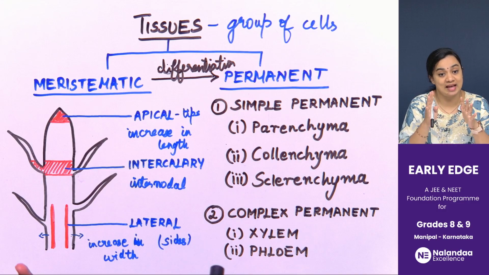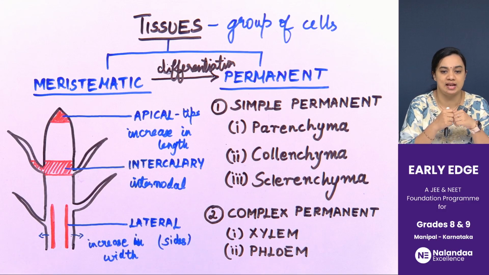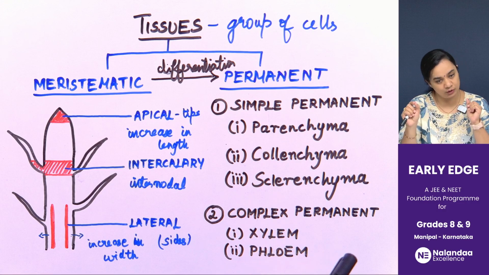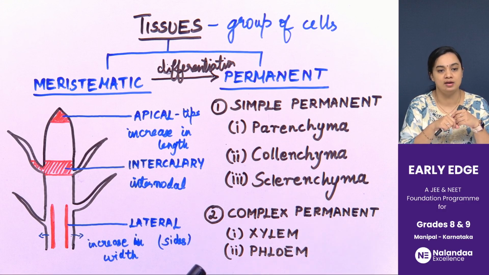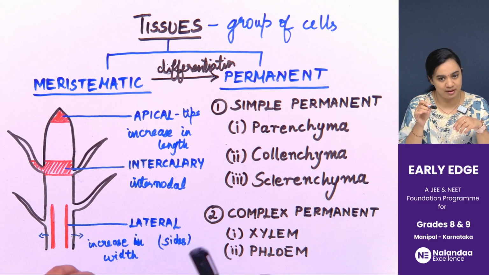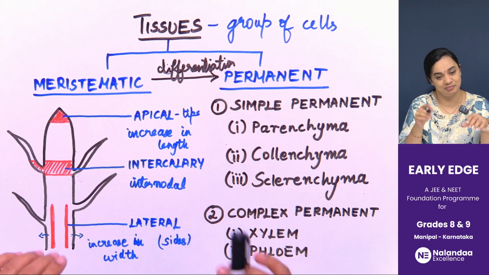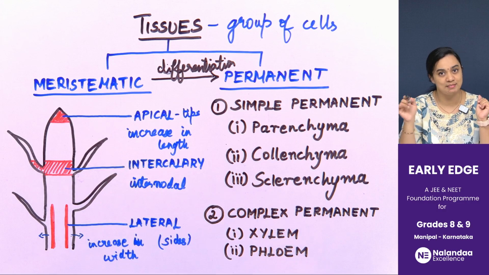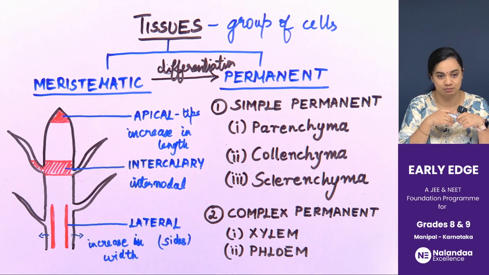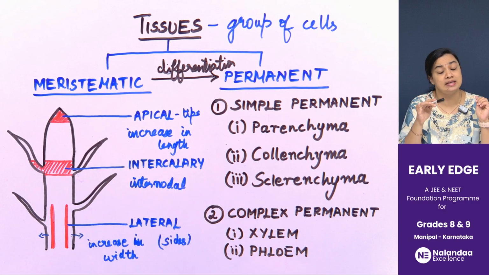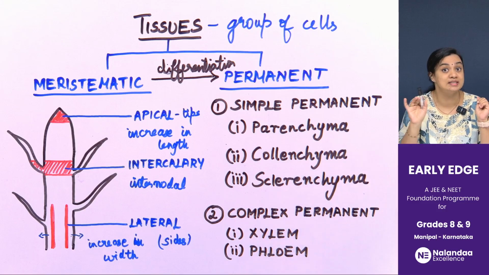So like that there can be different changes in the cell whereby it is assigned to a particular location in the plant and it is assigned a particular function to perform within that plant. Such cells are called permanent cells, and permanent cells do not have the capacity to divide continuously. That is the difference between meristematic and permanent cells. Meristematic cells are continuously dividing, whereas permanent cells do not have the capacity to keep on dividing.